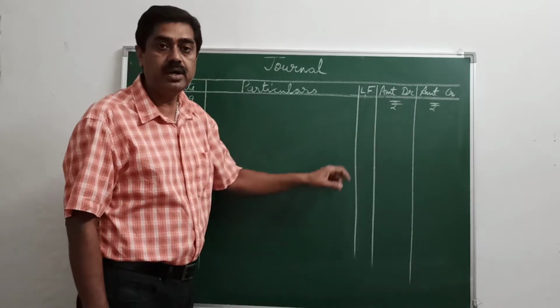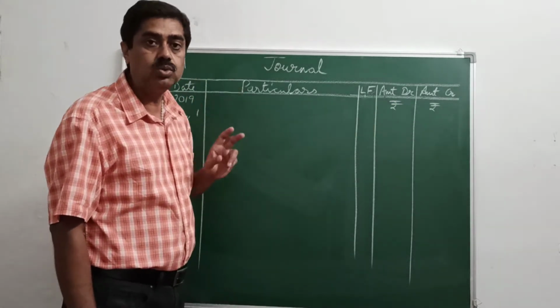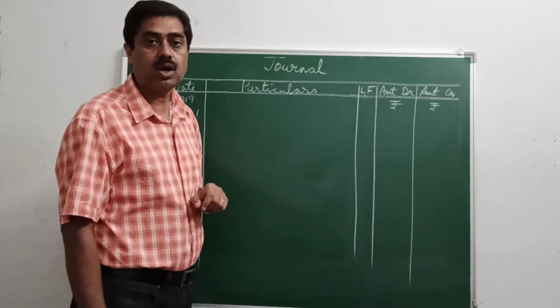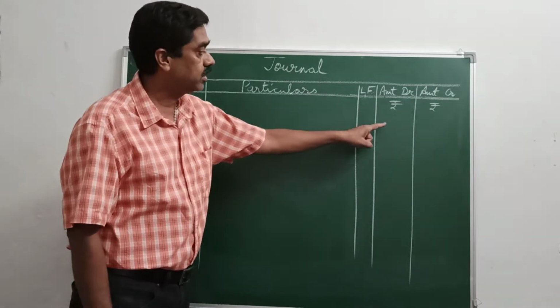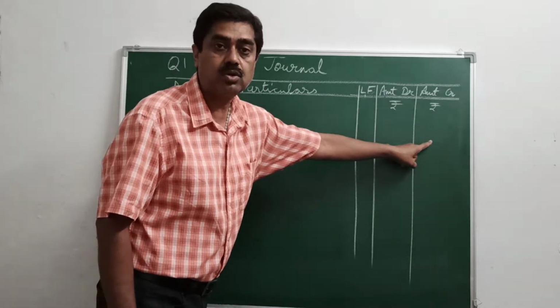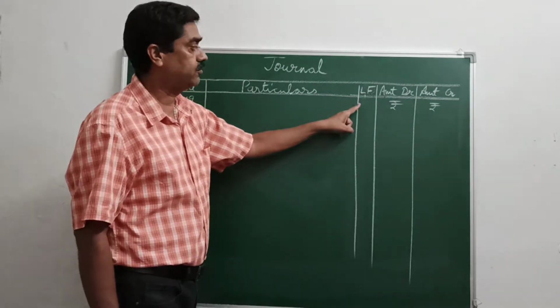As we had done in double entry system, there are 2 accounts to be opened. One account will be debited, the other account will be credited. So one amount will come in the debit column and the other amount will come in the credit column, the next line. Now what is ledger folio?